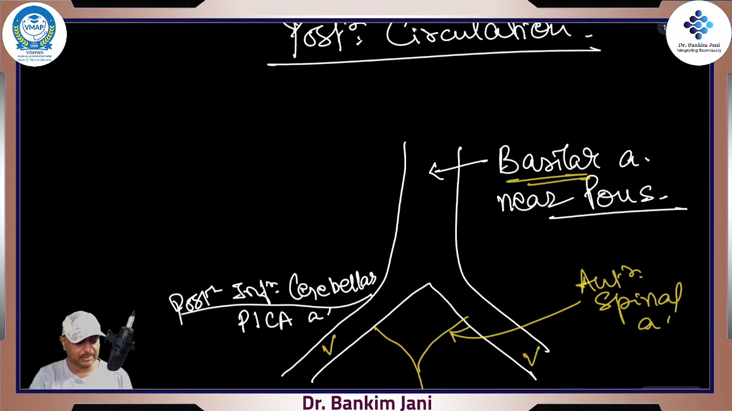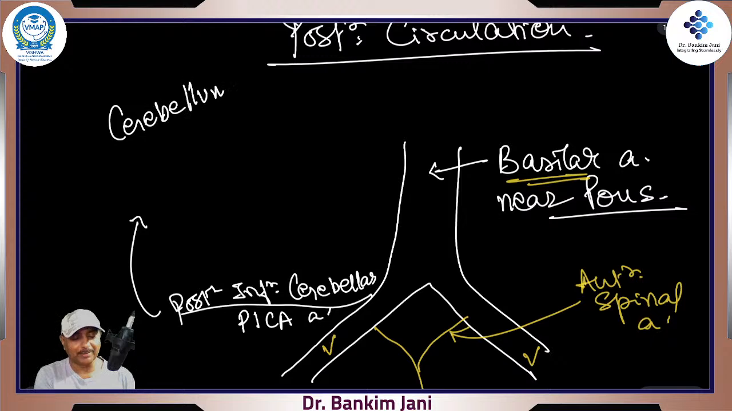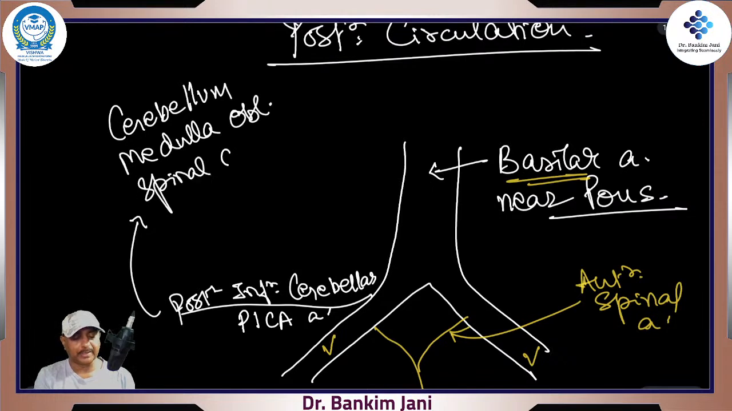So this should supply whom? One, the cerebellum. And then it will supply the parts of the brain associated with it, the medulla oblongata, and then the spinal cord. That's how it will supply. Another branch.